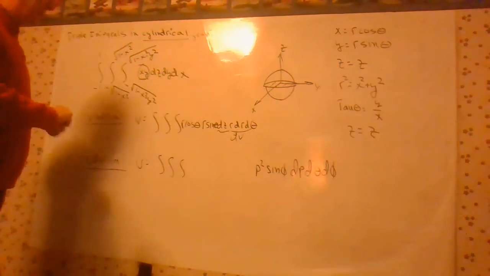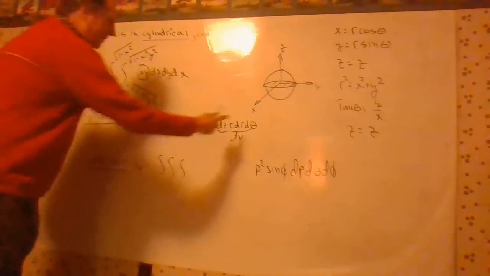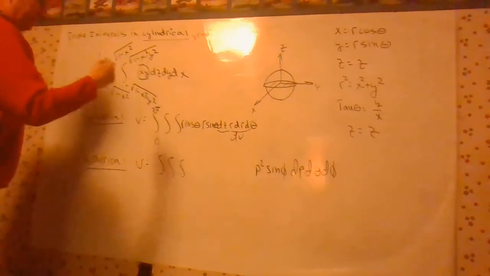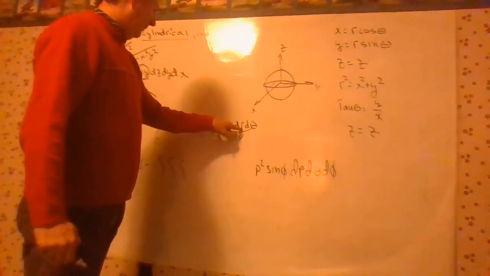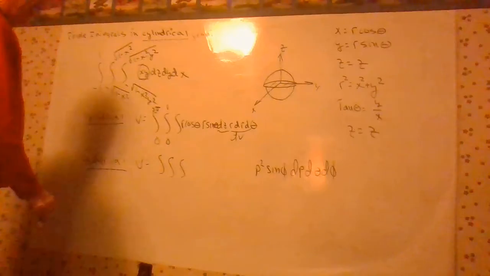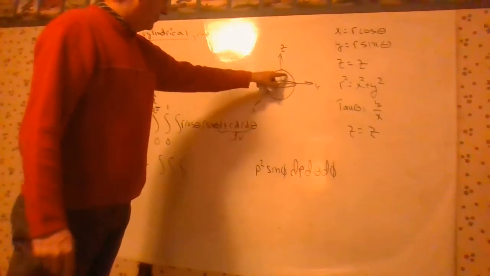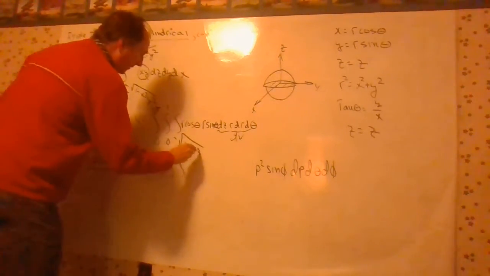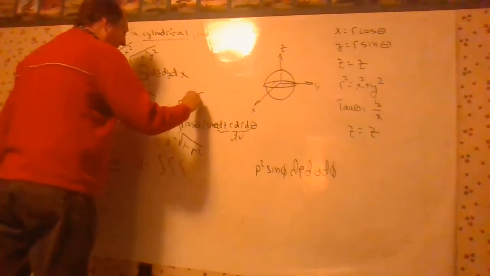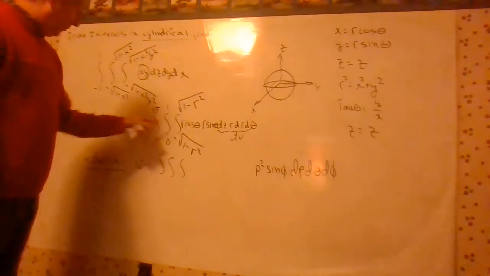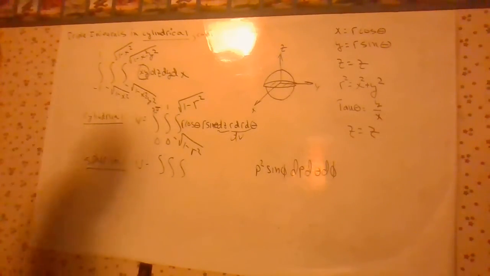And then we have to set up the limits of integration for a whole sphere. Theta goes from 0 to 2 pi, so we go all the way around. And r goes from 0 to 1, that's the radius. And then z has to go from the lower surface to the upper surface: negative square root 1 minus r squared to positive square root 1 minus r squared. And that's our cylindrical integral. So probably a little bit easier than in rectangular.